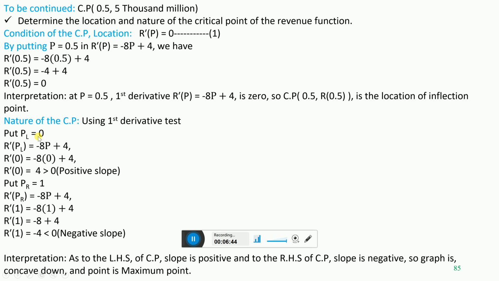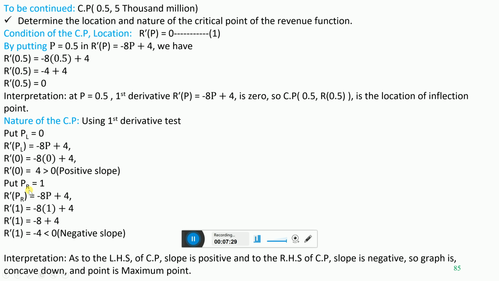What does this mean? This means I am checking the first derivative of the revenue function, or the slope of the revenue function, to the left of p equal to 0.5 at the nearest value. So to the left hand side of 0.5 the near value is 0. We replace PL here with 0, and now at p = 0 the slope of the function, r prime of 0, is 4, which is a positive value. So if the first derivative to the left, near 0.5, is positive, the graph is increasing. Slope is positive.